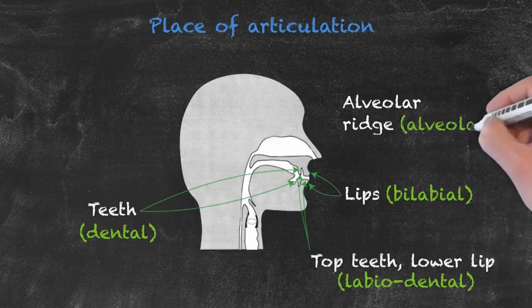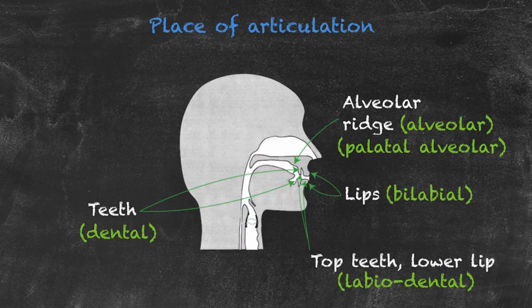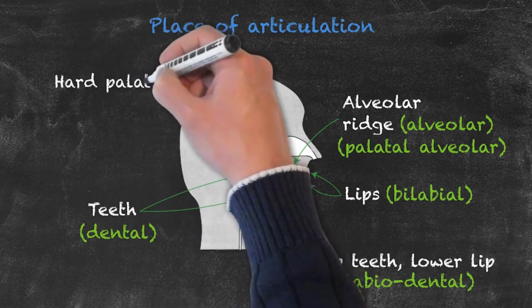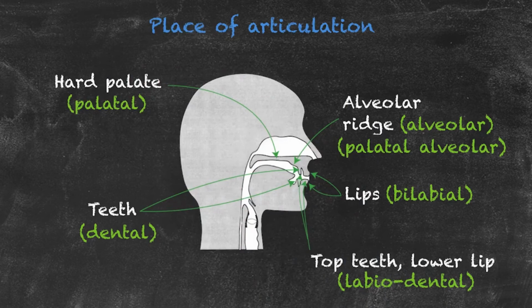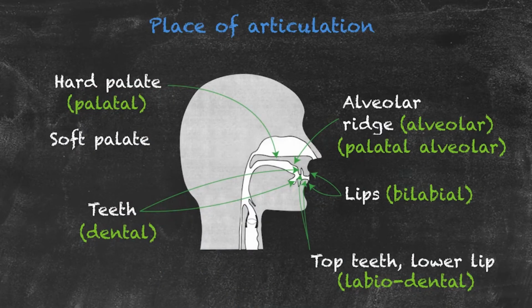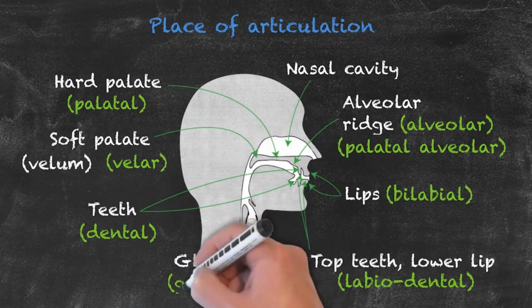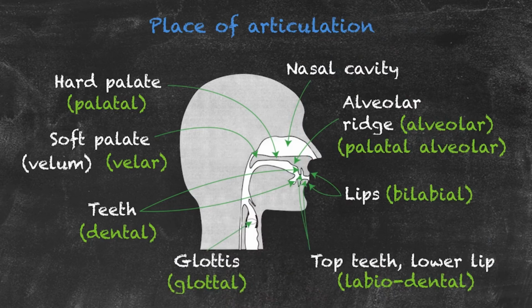Alveolar sounds are produced with the tongue at or near the ridge right behind the upper front teeth, such as t, s. Palatal sounds are produced at the hard palate or the roof of the mouth, such as sh, j, y. Velar sounds are produced at the velum or soft palate, such as k, g. Glottal sounds are produced at the glottis, or the space between the vocal folds, such as h.